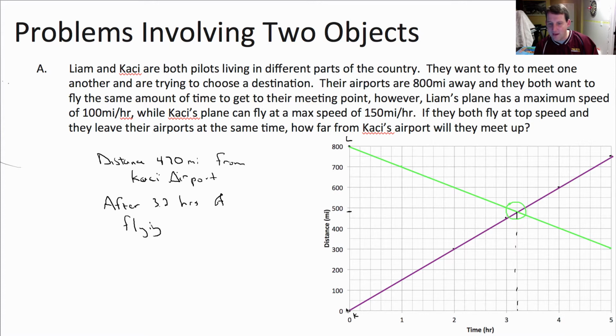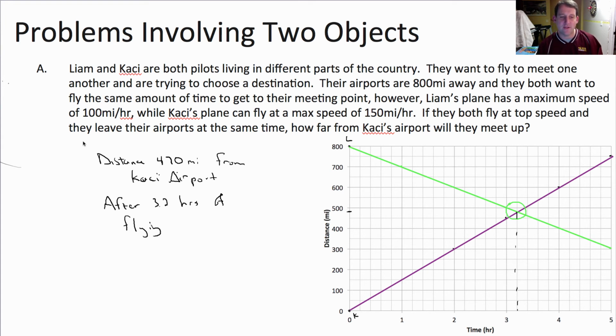Now notice that because Casey's airplane's faster, she's actually flown farther than Liam has. She's flown 470 miles. Liam only had to fly 330 miles to get there, because he was flying slower than Casey was. But they both took the same amount of time, so they both flew for 3.2 hours. They just flew different distances.